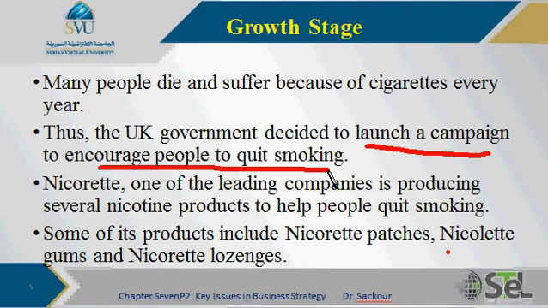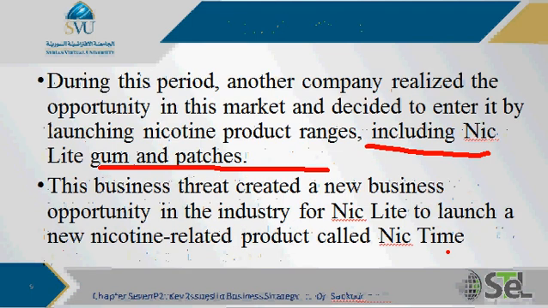And this is normal. Nestle, one of the leading companies, is producing several nicotine products to help people quit smoking. And this industry starts its growth stage. Anti-cigarette campaigns, and especially the UK government, banned smoking in closed areas.